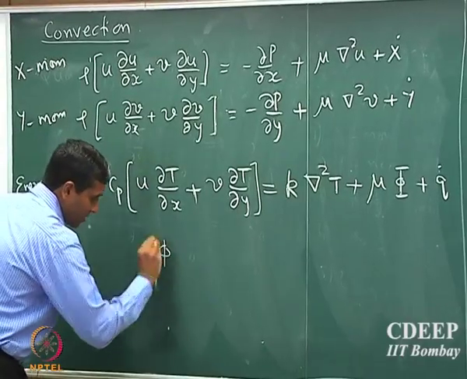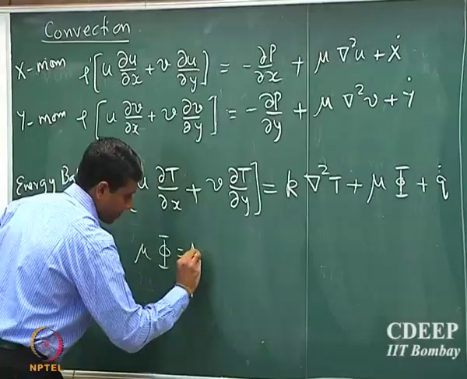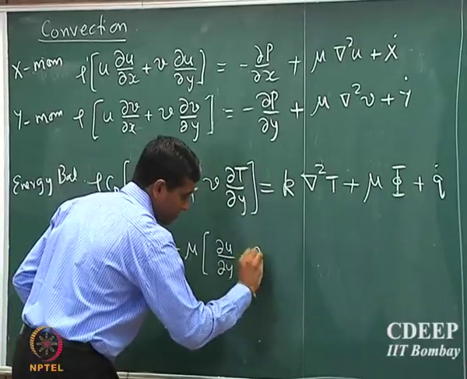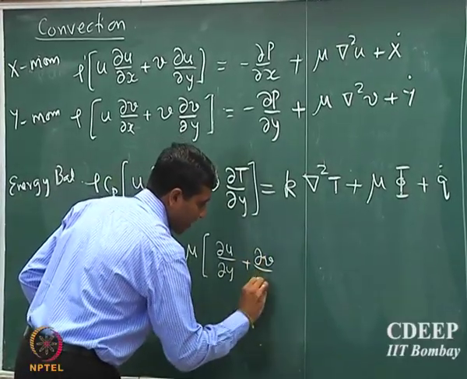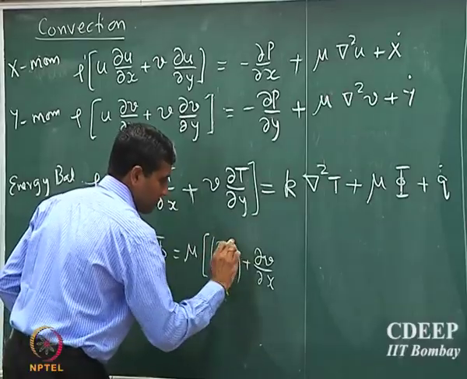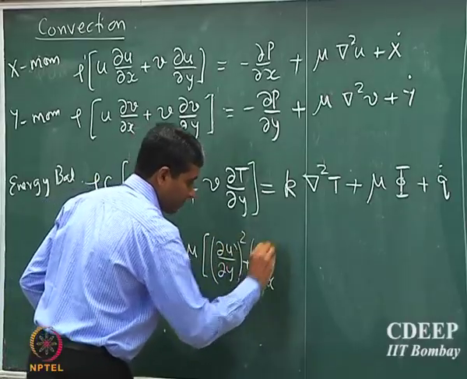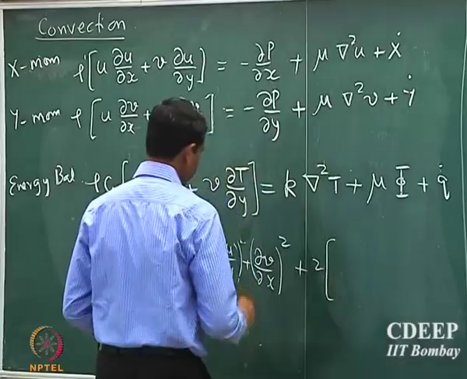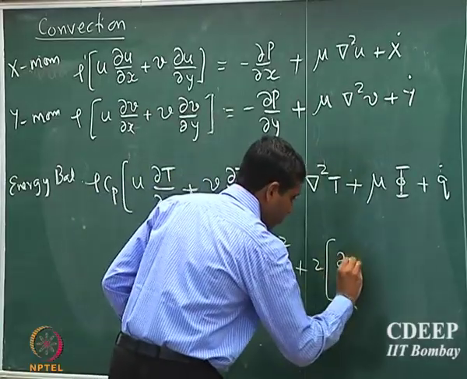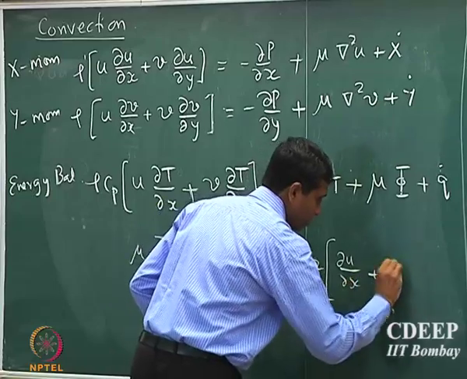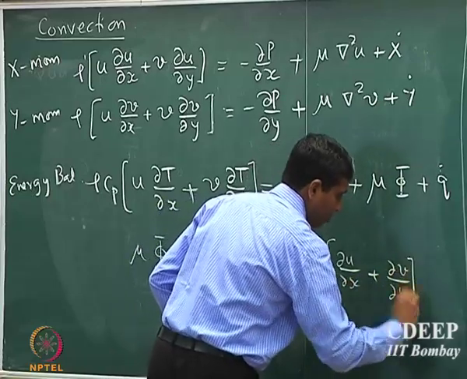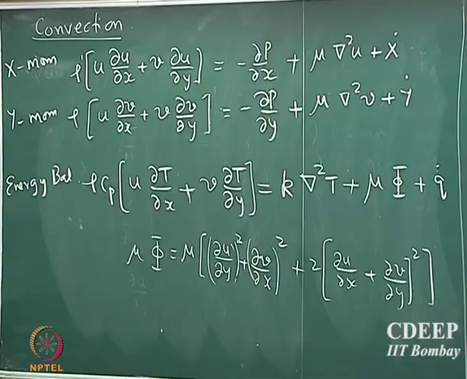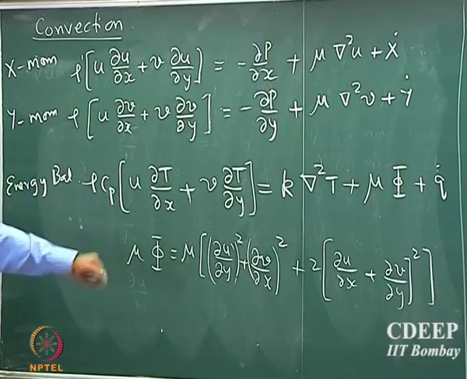Okay. Viscous dissipation is given by mu times dou U by dou Y plus dou V by dou X, square of that, plus 2 times dou U by dou X plus dou V by dou Y, the whole square. So that's viscous dissipation. Okay. So this sort of completes the energy balance.